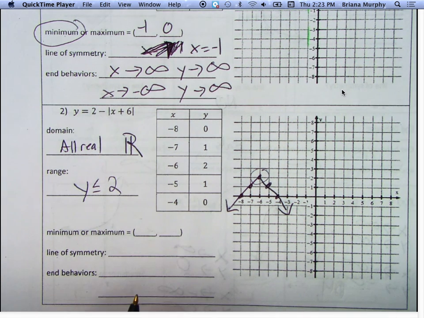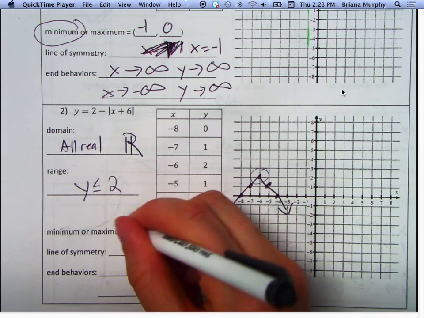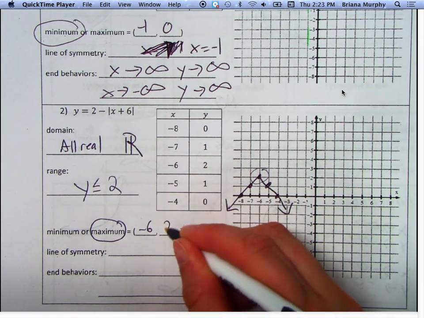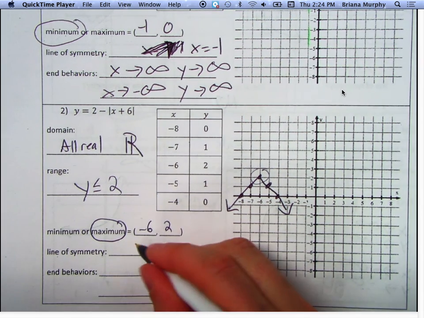Does this have a max or a min? Max. And it is negative 6, 2. Does it have a line of symmetry? Yes. At what? x equals negative 6.